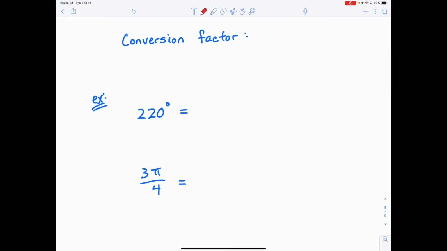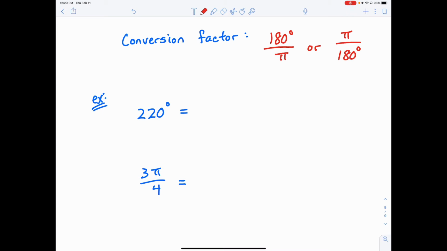So what if the degrees isn't one of those numbers? What if it's something like the following, 220 degrees or 3 pi over 4? We need to have some kind of conversion factor to go from one to the other. So again, we mentioned earlier that 180 degrees is equal to pi. So our conversion factor is either going to be 180 degrees over pi or pi over 180 degrees.